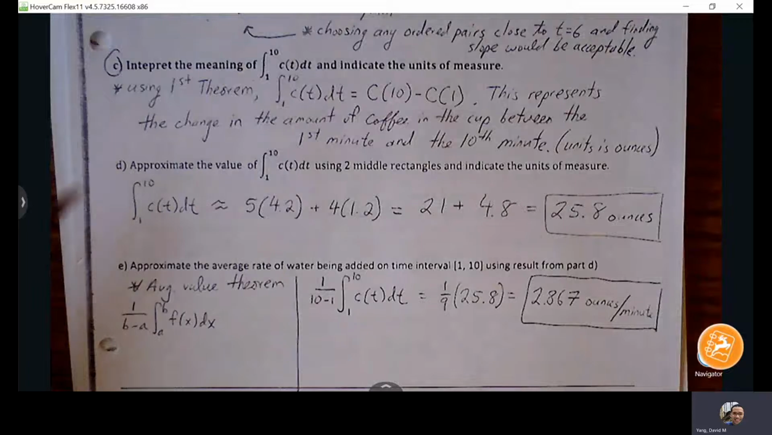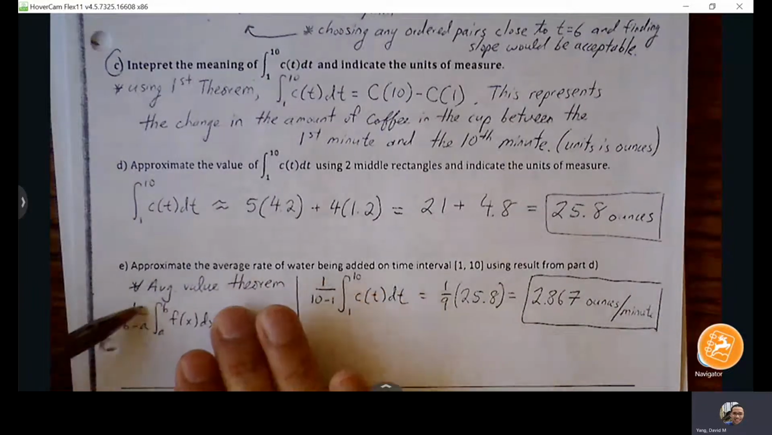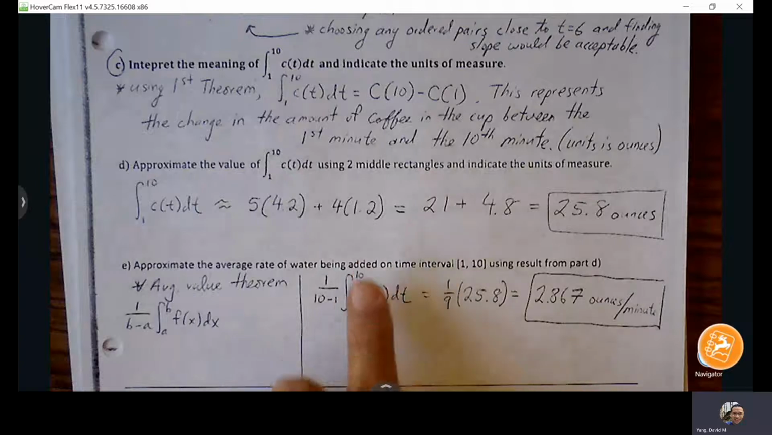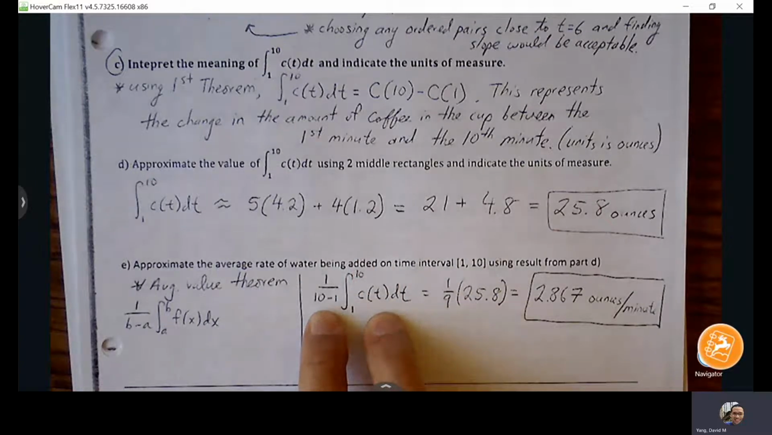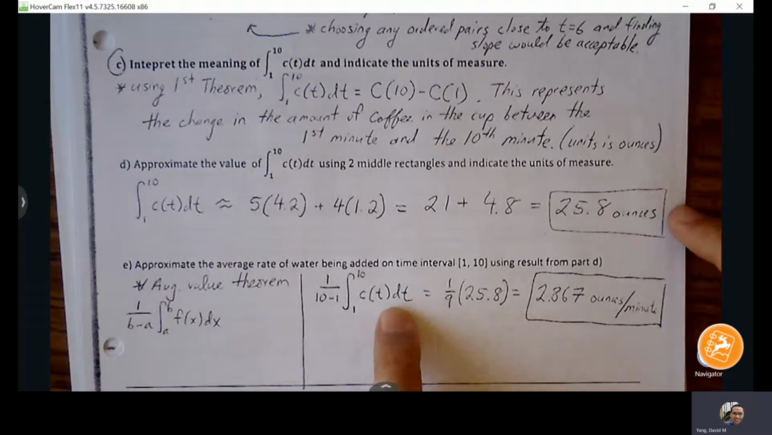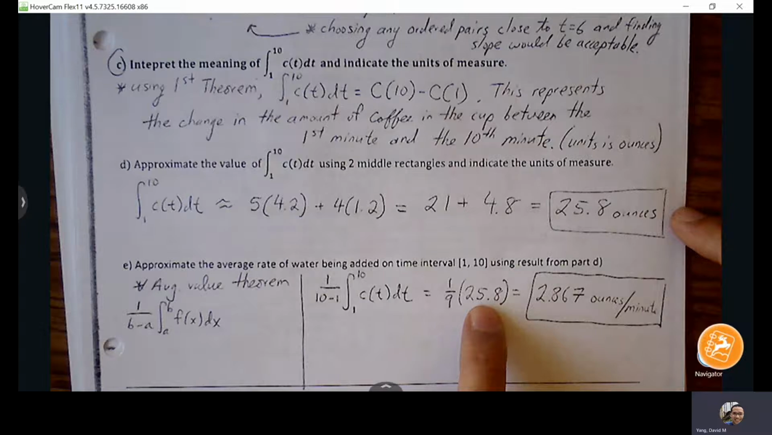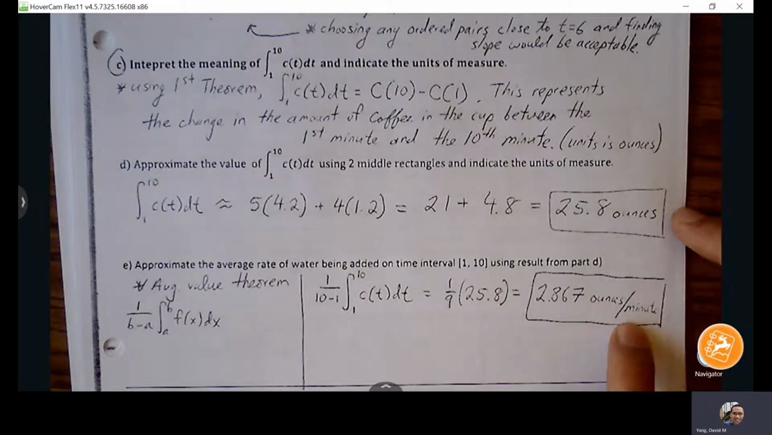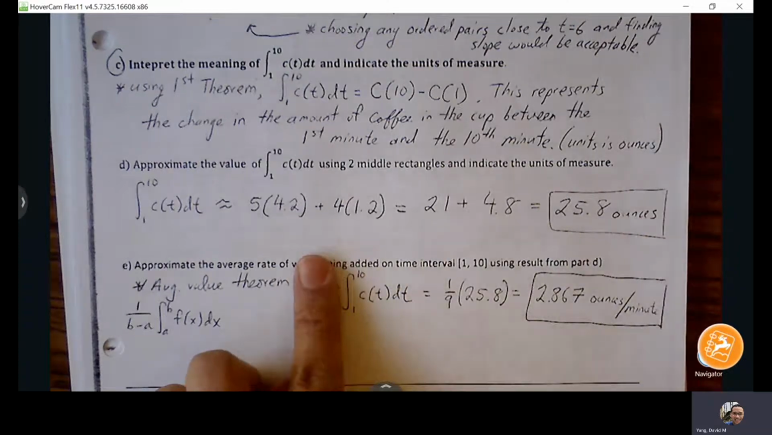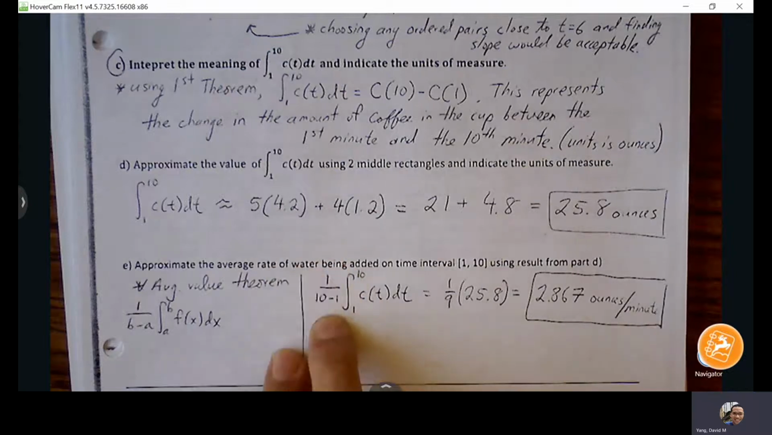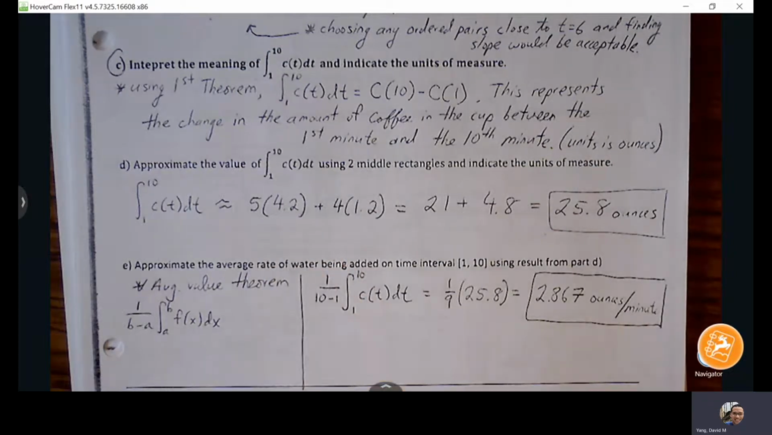Okay, part E, find the average rate of water being added. So this is the average value theorem. The average rate is 1 over b minus a times the integral from a to b of c of t dt. We can pull that information from part D. It's still an approximation. So 25.8 ounces over a 9-minute period. If we divide that out, we're back to ounces per minute. When you're dealing with the average value theorem, you are changing the units of measure, but as soon as you do that, you're also going back to where you started because you're dividing by time again.